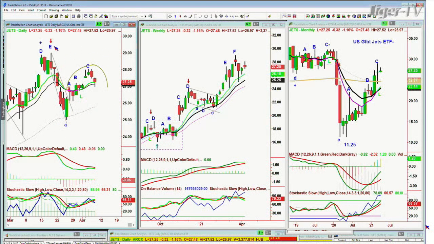Most importantly, what we're looking at right now is that the jets, U.S.